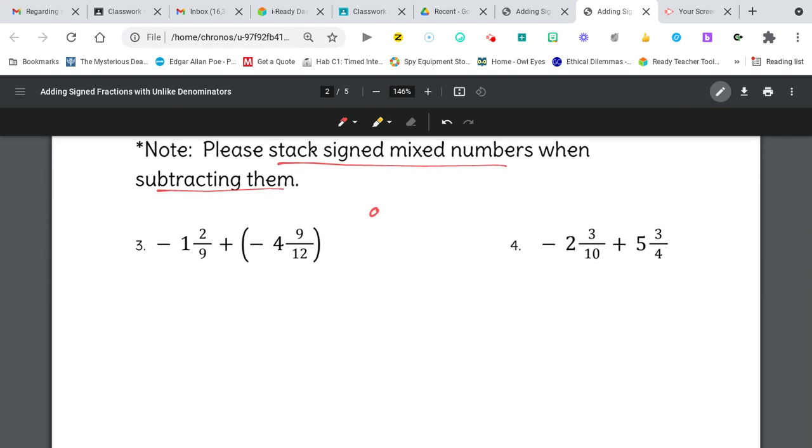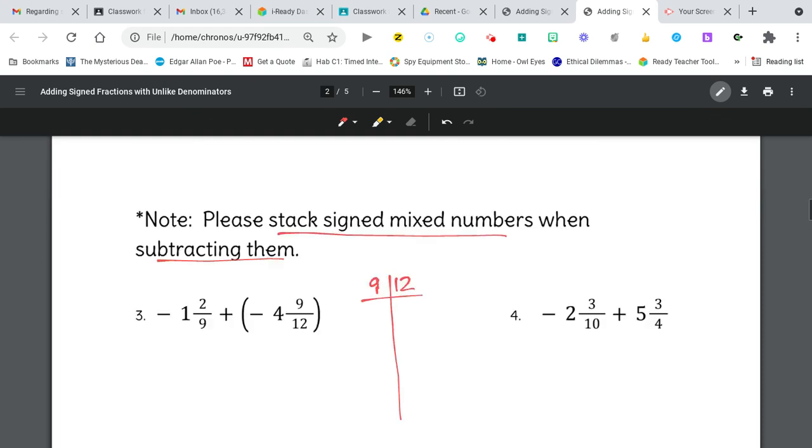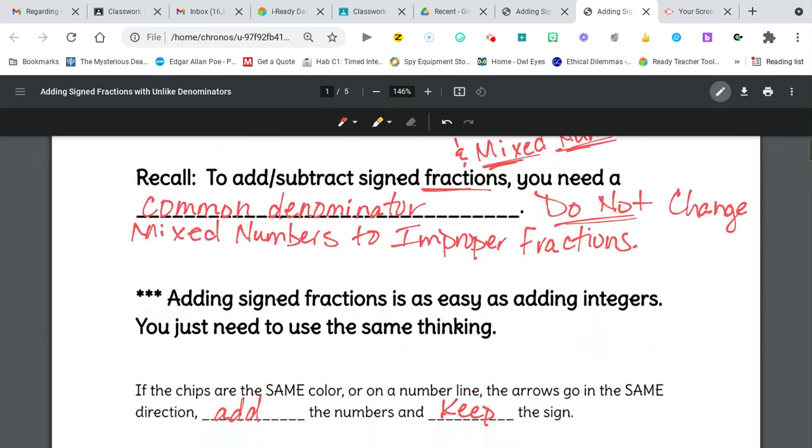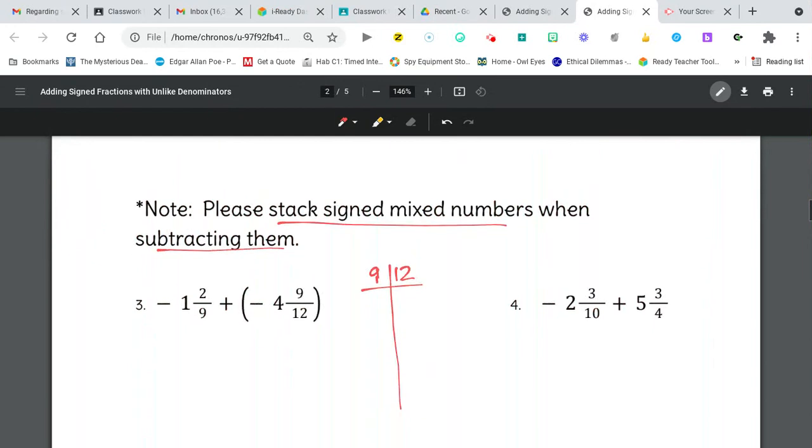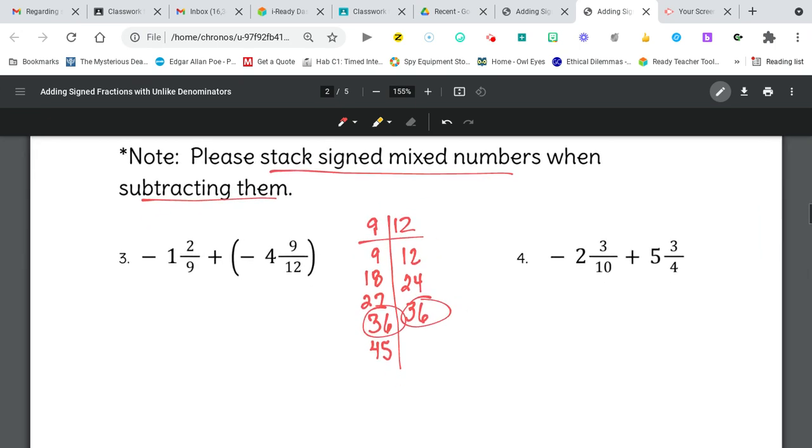Let's look at our denominators. We have 9 and 12. And remember, I said at the top, look up here, do not change mixed numbers to improper fractions. So we're just going to leave it. Leave the 1 and the 4. All right, so we got 9, 18, 27, 36, 45, and so forth. Here, if you skip count by 12, you got 12, 24, and 36. Your common multiple is 36.